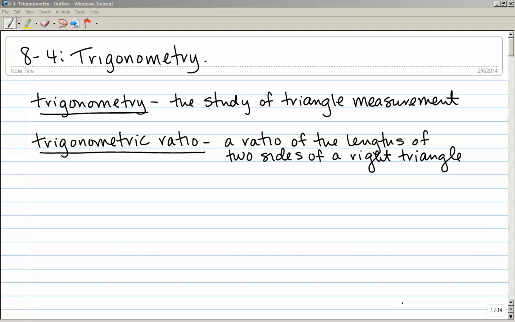Section 8.4 is on trigonometry. Trigonometry is the study of triangle measurement, and a trigonometric ratio is the ratio of the lengths of two sides of a right triangle. So we're going to be focusing here on right triangles, and when we're talking about a trig ratio, remember, ratio is just a fancy word for a fraction.